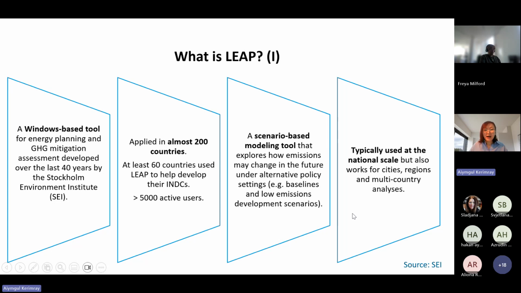It is based on the scenario approach, so that we develop a hypothetical business as usual scenario and develop many policy scenarios. So the advantage of this tool is that the number of scenarios is not limited by the tool, so you can create many scenarios for projections. It is typically used at the national level, but it can also be used for the city level and for the regional level.